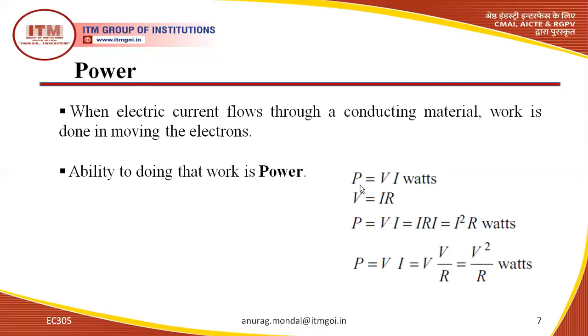What is P equal to? P is equal to V into I, where V is equal to I into R. So P is also written as I square R, and P is also written as V square upon R. So the ability to do work, the ability to move electrons from one place to another, that work we have done to move the electron is power.